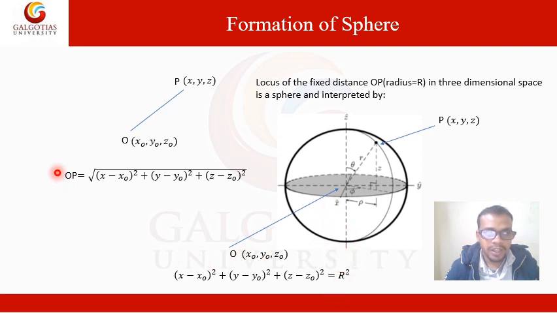So you are getting OP as R, and after squaring both sides you get the same thing without the square root: (x minus x naught) to the power 2 plus (y minus y naught) to the power 2 plus (z minus z naught) to the power 2 is equal to R square. This equation is the general equation of a sphere, or I can say the standard equation of your sphere. We will talk about some general equation also. So let us start with some other analysis of sphere.